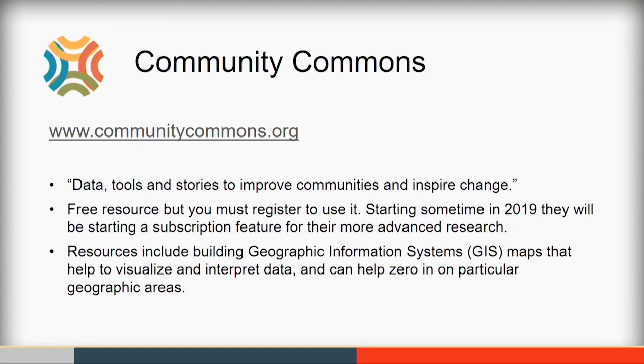Community Commons. Has anybody used Community Commons? Okay. So there is a lot of information and tools at Community Commons, and it's a free resource, but you have to register to use it.